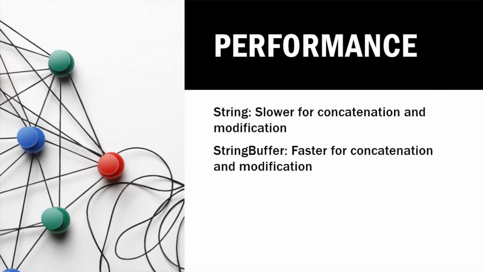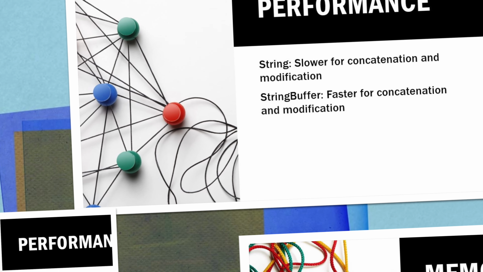When it comes to concatenation and modification, StringBuffer is generally faster. With String, each modification creates a new object, which can be slow if you're doing many operations. StringBuffer allows you to modify the same object repeatedly, which is more efficient.